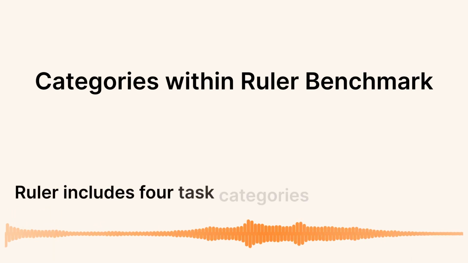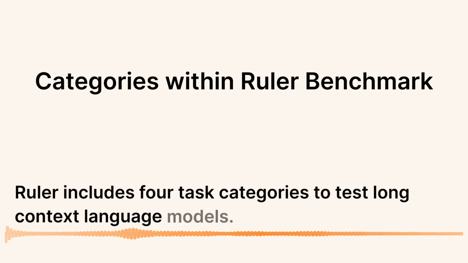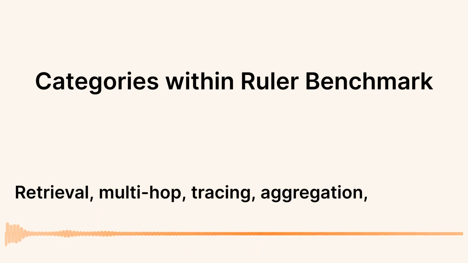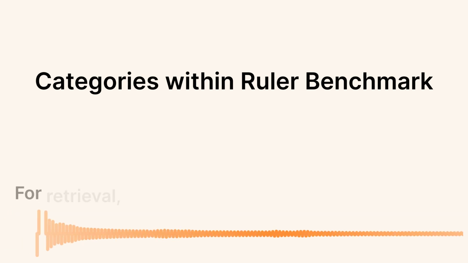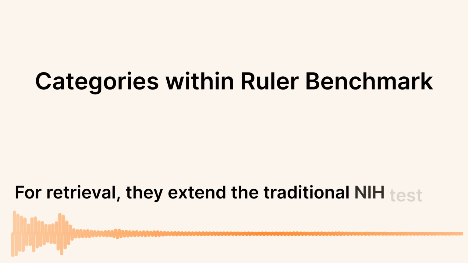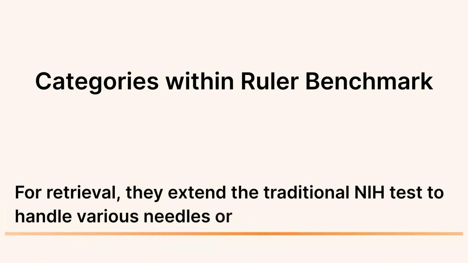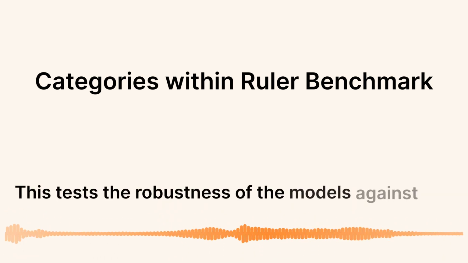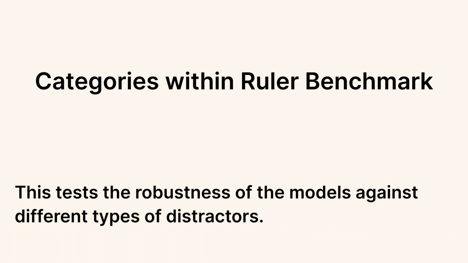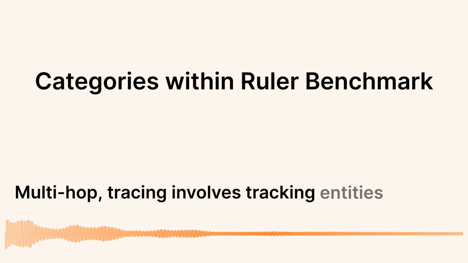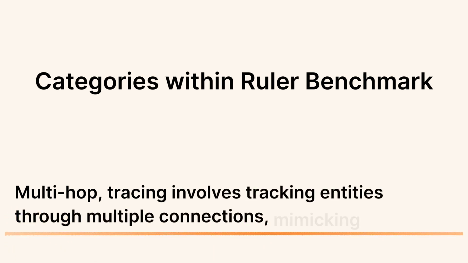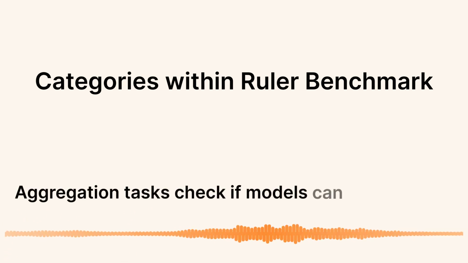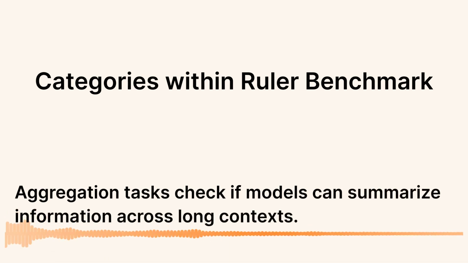Ruler includes four task categories to test long context language models: retrieval, multihop tracing, aggregation, and question answering. For retrieval, they extend the traditional NIAH test to handle various needles, or types of information being retrieved. This tests the robustness of the models against different types of distractors. Multi-hop tracing involves tracking entities through multiple connections, mimicking coreference chain resolution. Aggregation tasks check if models can summarize information across long contexts.